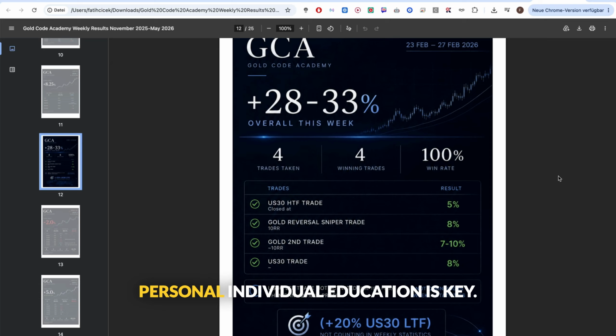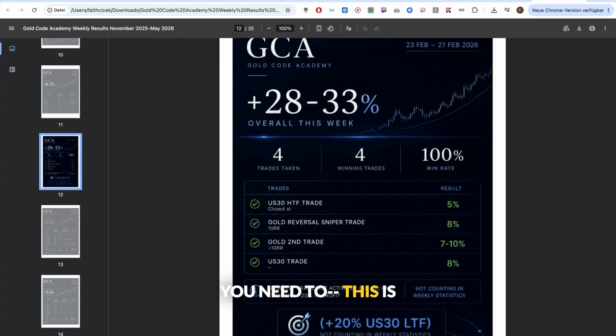Okay, personal individual education is key, is the most important thing in your trading journey. Please do understand it. You're not going to be able to hit those numbers, and I repeat that, if you don't watch the course and you don't go on the charts and actually backtest and forward test and try to trade based on those strategies yourself.